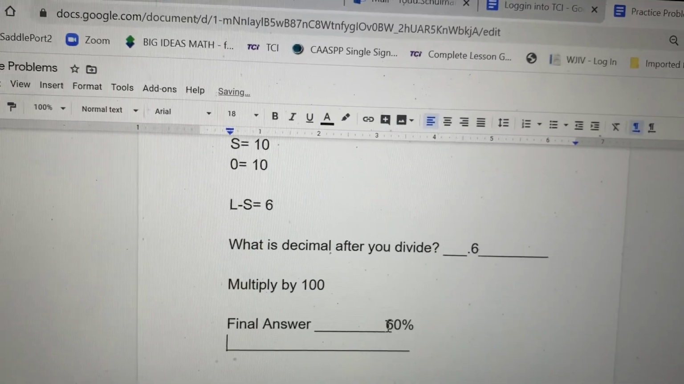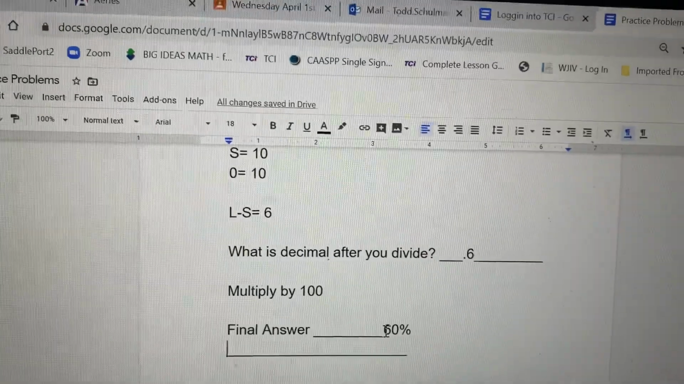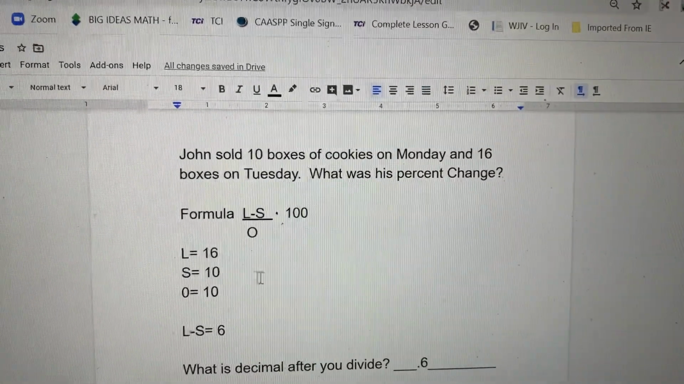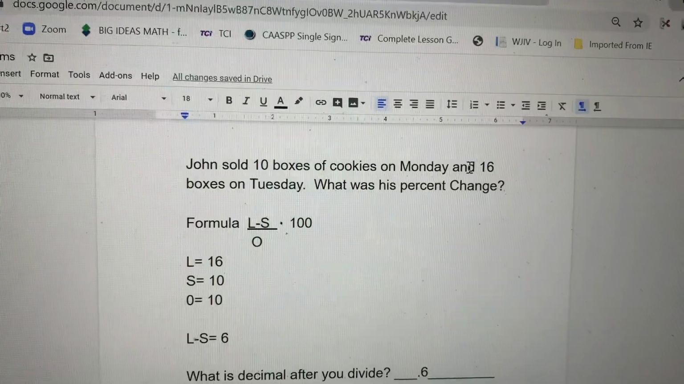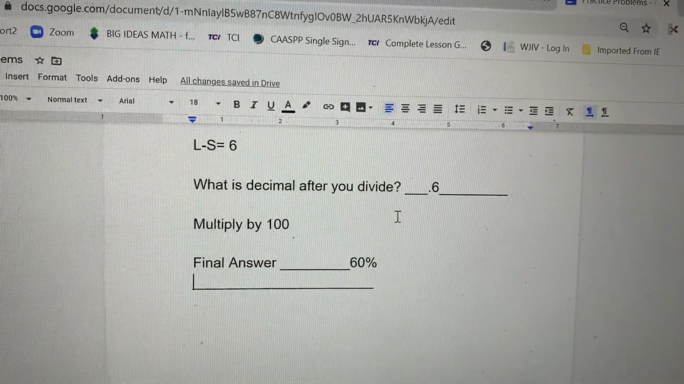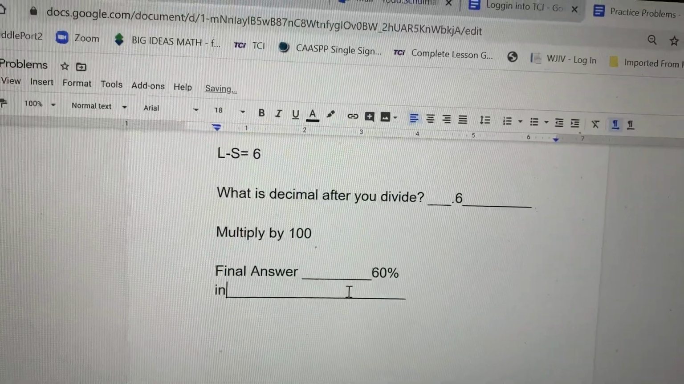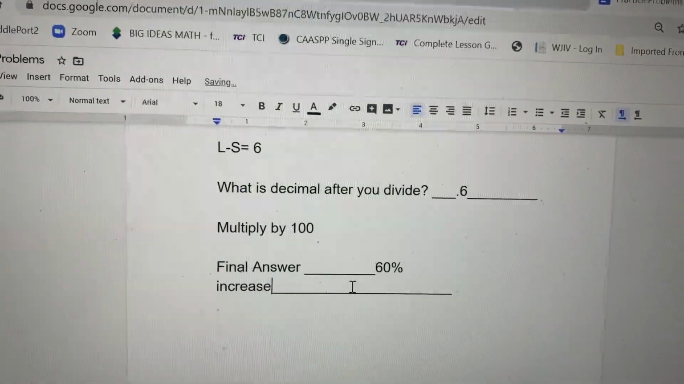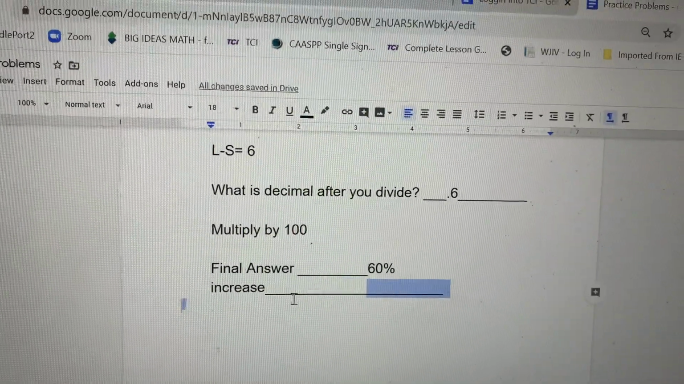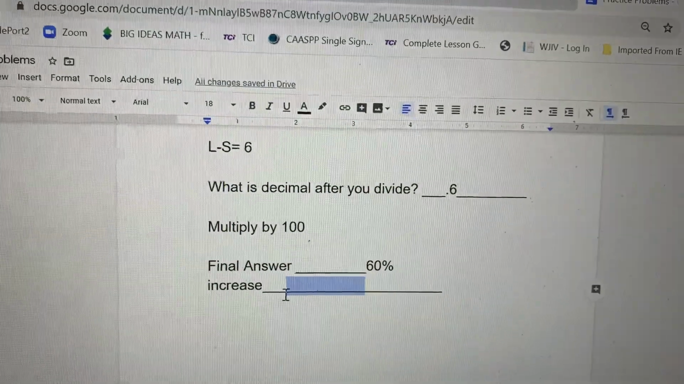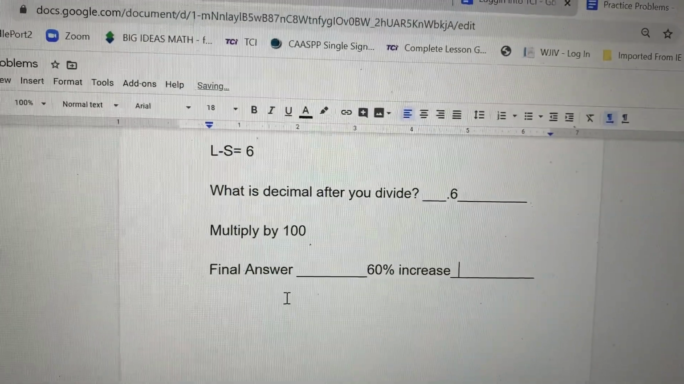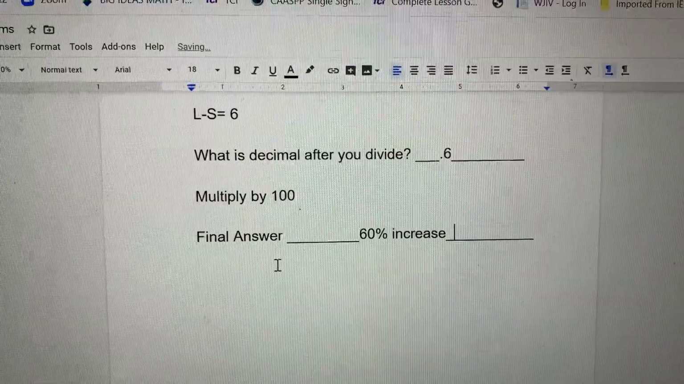And I had to go back to my original problem. It went from 10 to 16, so it was getting larger. So the number is 60% increase. Then I'm just going to delete some of my line, and it all fits in, and you are done.